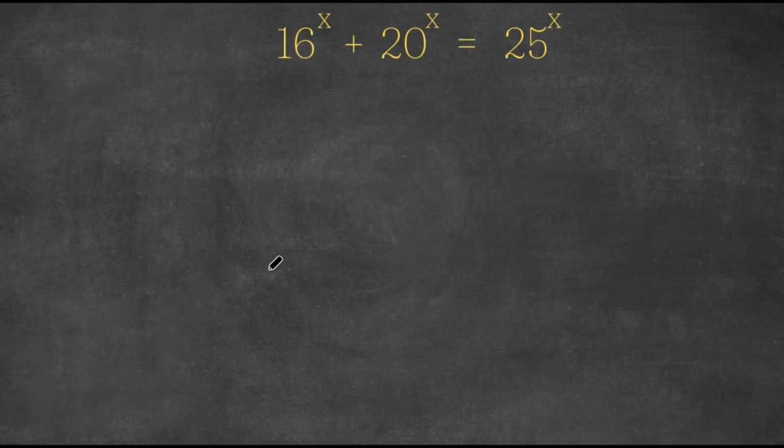Guys, welcome back to Click Academics. In today's video, I'm going to be teaching you guys how to solve this exponential equation. So we have 16 to the power of x plus 20 to the power of x is equal to 25 to the power of x. Now what I'm first going to do is I'm going to divide both sides by 16 to the power of x.